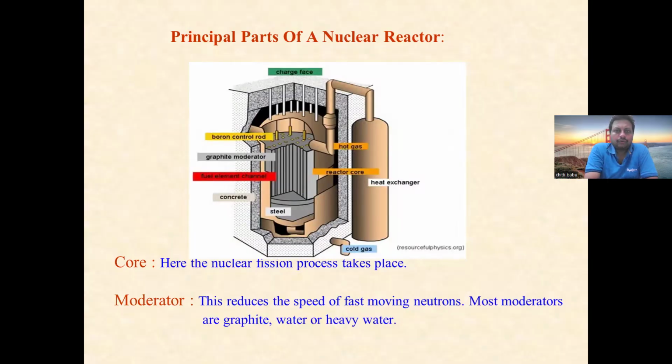So now we are going to see the principal parts of the nuclear power plant. A very important component in the nuclear power plant is the nuclear reactor. So the main components are the moderator and the core. You may observe this in the diagram.